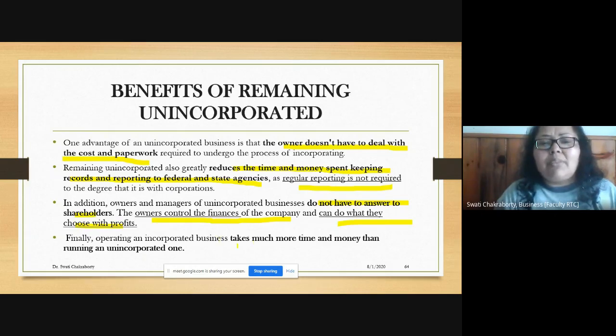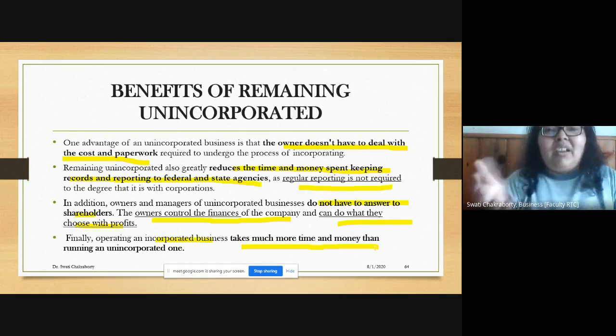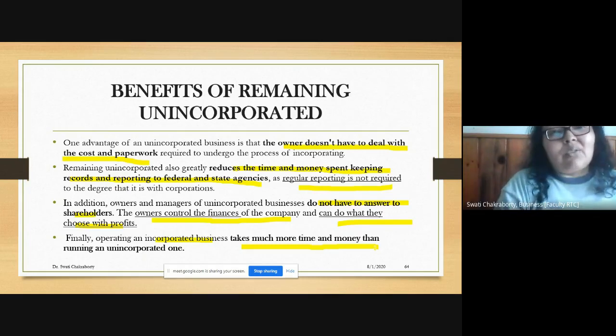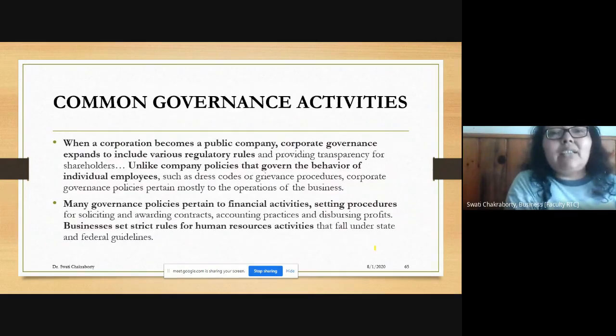And also, what happens? But you know what? Operating an incorporated organization takes more time and money, right, in running it. That's another thing. More time, more money. Whereas unincorporated, less time, less money. So it's definitely a benefit.